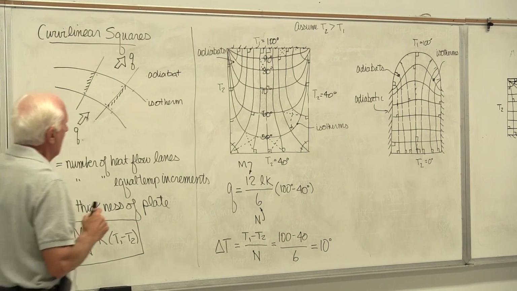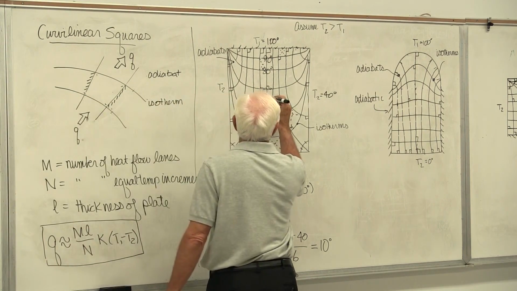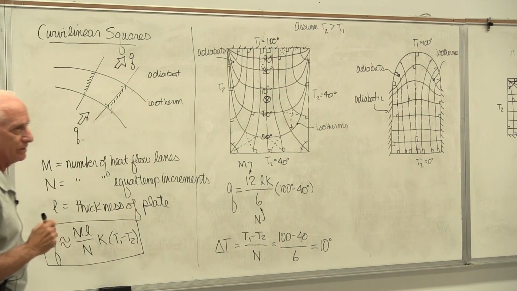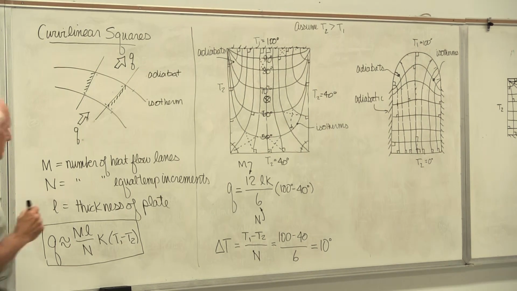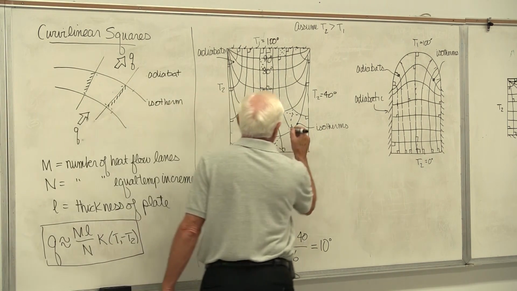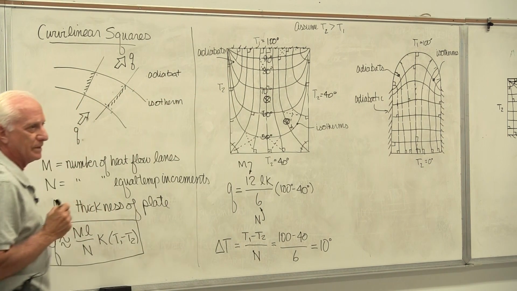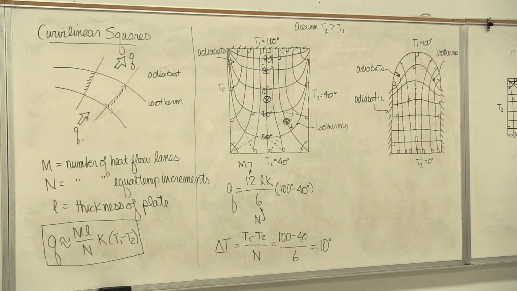Somebody says to me, I want to know the temperature in the exact center of the plate, right there. I'll say, about 66 degrees. Someone says, I want to know the temperature down here at that point. I'll say, about 55 degrees. It gets you approximate temperature.